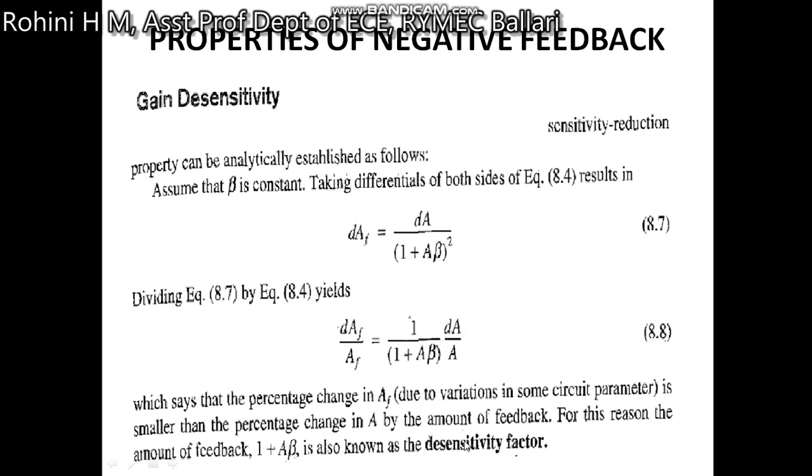So for this reason, we call 1 plus A beta, till now known as the amount of feedback, now also the desensitivity factor.